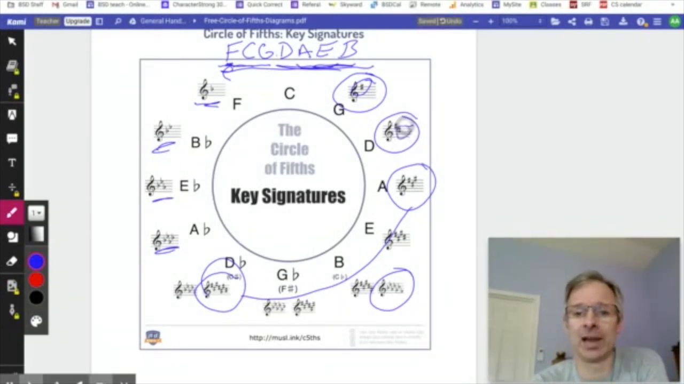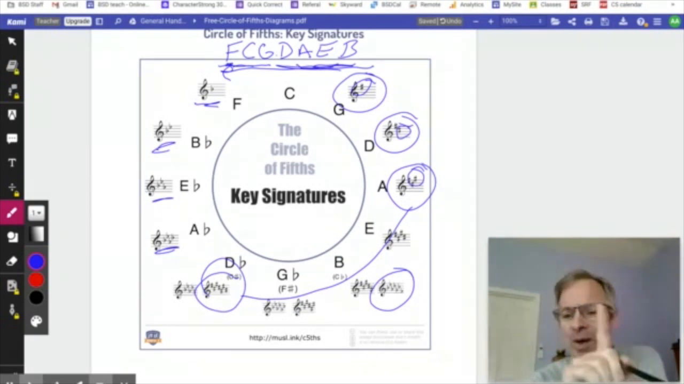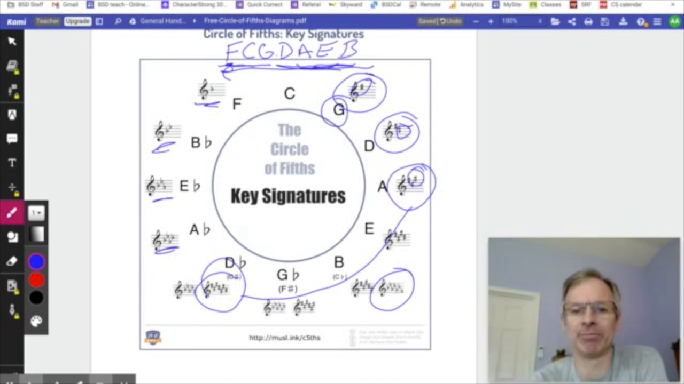Here the last sharp is F. Here the last sharp is C. Here the last sharp is G. Whatever sharp is furthest to the right, that last sharp, all I have to do is go up a half step and I have the name of the key. A half step higher than F sharp is G, and there's the name of my key. A half step higher than C sharp is D, and there's the name of the key. A half step higher than G sharp is A. That's the name of the key.